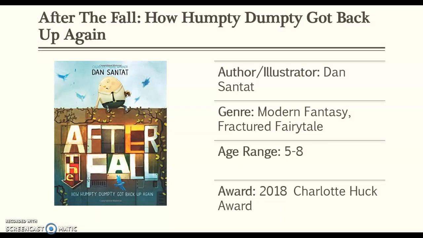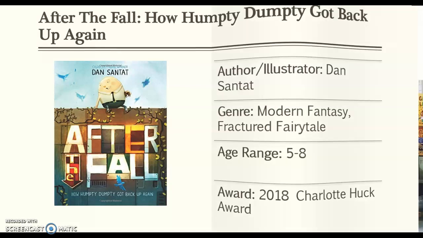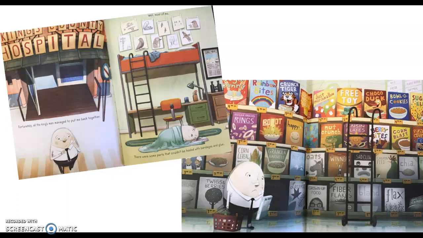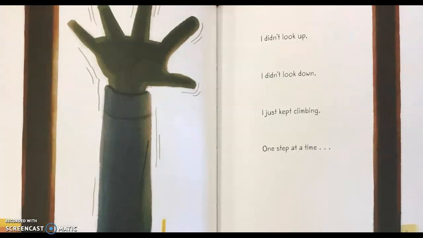Here we have After the Fall, How Humpty Dumpty Got Back Up Again. I would call this a fractured fairy tale because it takes the story of Humpty Dumpty and gives it a modern twist. You can see Humpty Dumpty was a bird watcher, but after his fall he became afraid of heights, and this kept him from some of his favorite things. I would use this story to help teach students the importance of persevering and getting back up again after they fail.